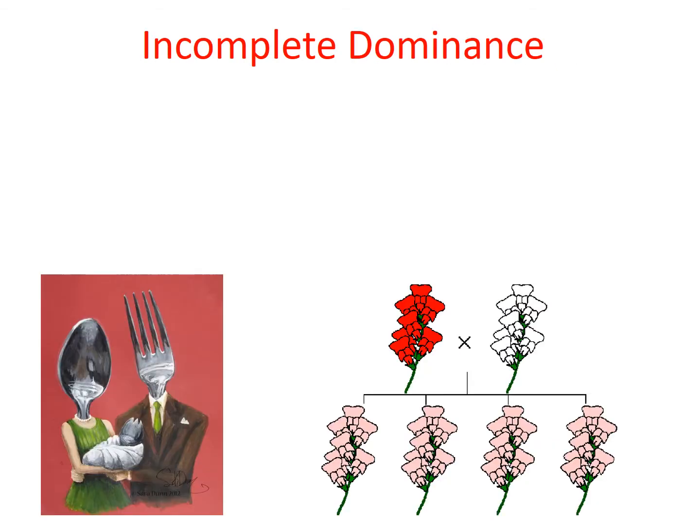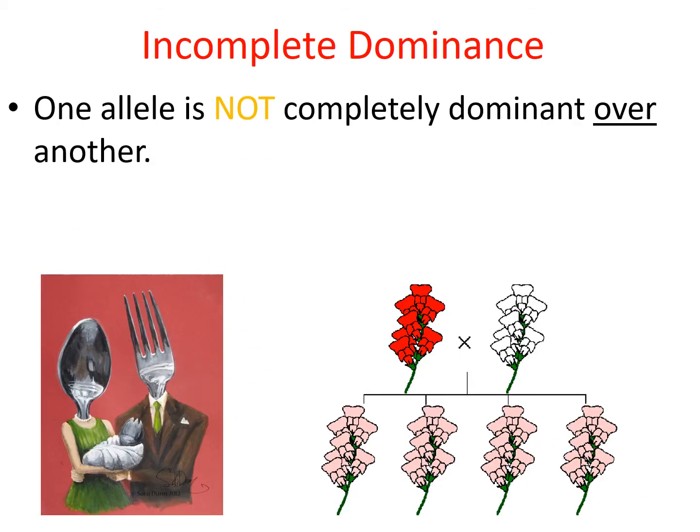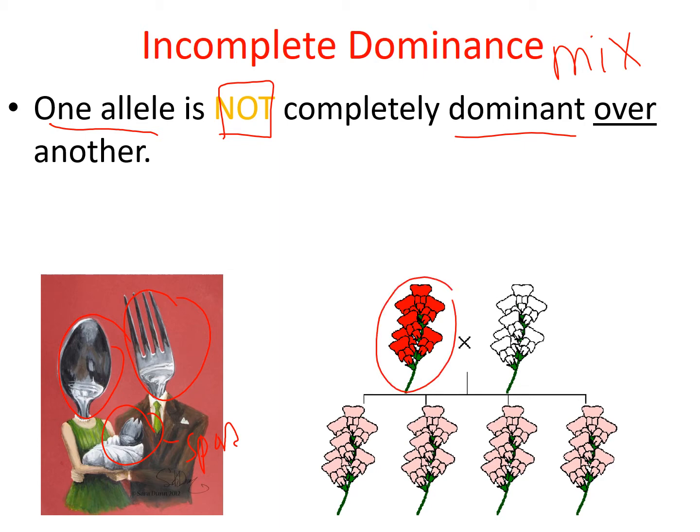So, incomplete dominance. This is when one allele is not completely dominant over another. Basically, I call this the mixed kid. Okay? So let's look here at this picture. We have a fork and we have a spoon, and they had a baby, and that's called a who? A spork. Yes. All right, we have a red flower, we have a white flower. They had babies, the babies came out pink. So do I see the red? No. Do I see the white? No, I see a mixture.